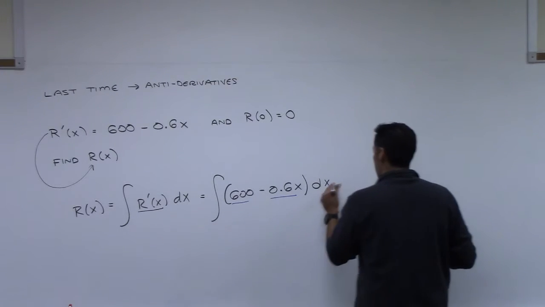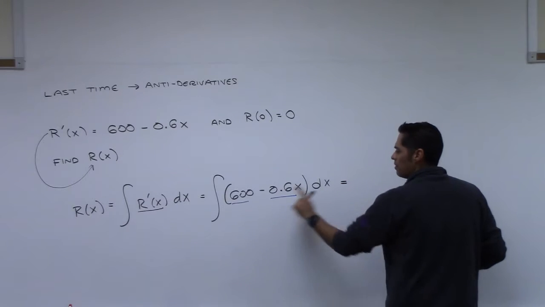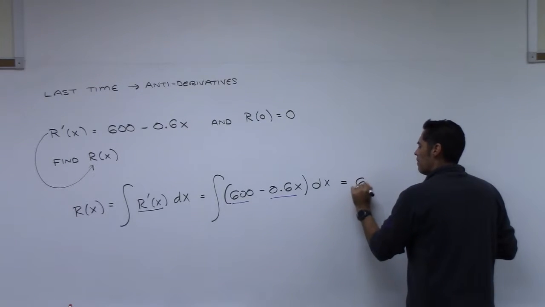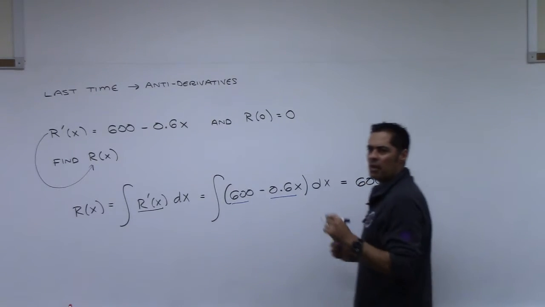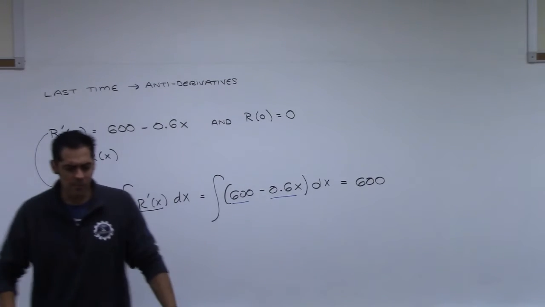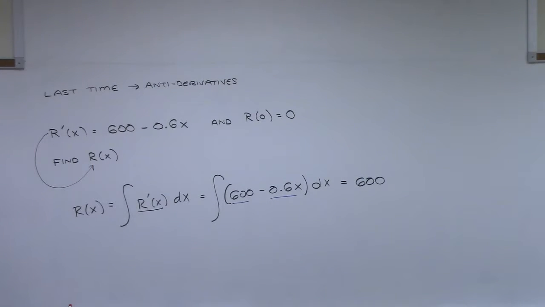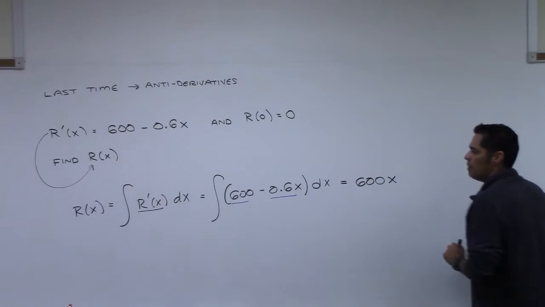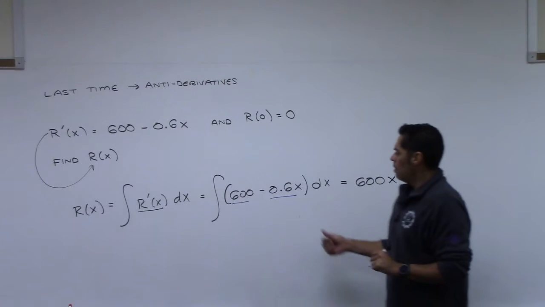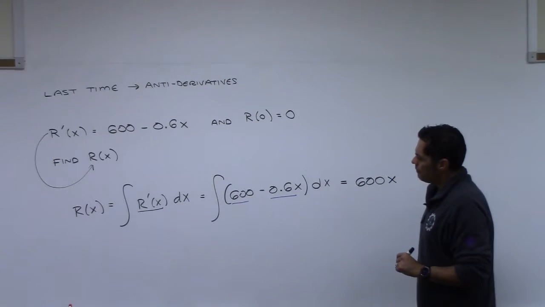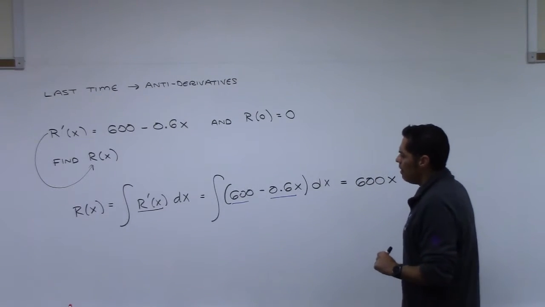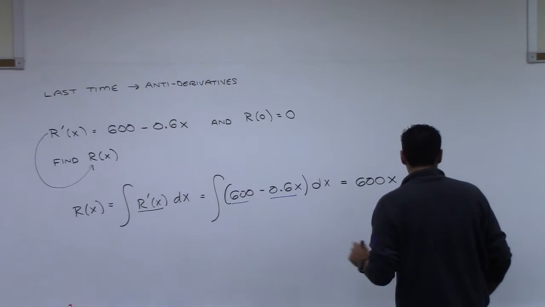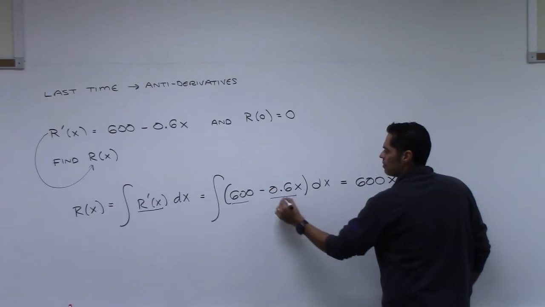So I already heard what the antiderivative of 600 was. 600x. And we did that towards the end of class last time. The antiderivative of a constant is just the constant times x. Oops, I forgot to put the x. Would the other one be negative 0.3x to the second? Yes. You're correct, but how are we going to do this piece?